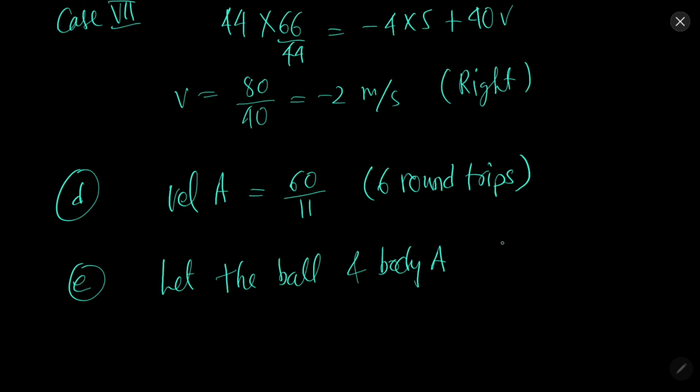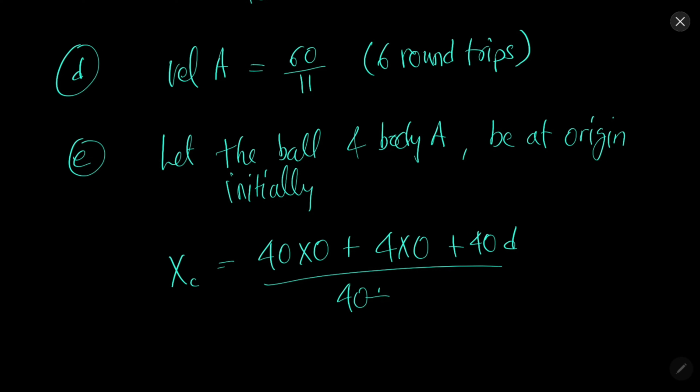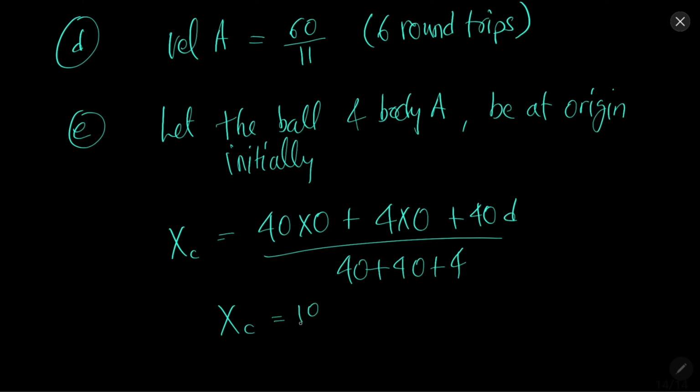Now E part, let the ball and body A be at origin initially. So center of mass can be obtained by this. It will be 10/11 into D.